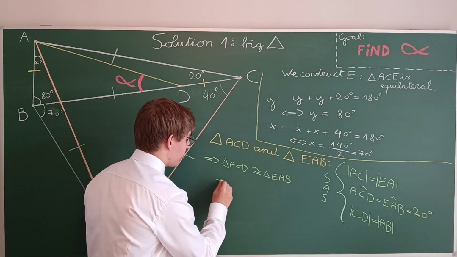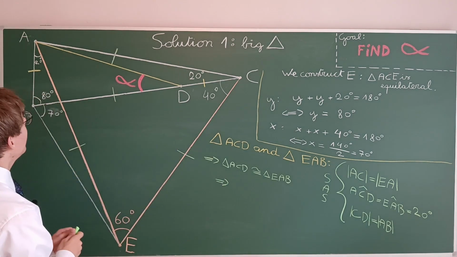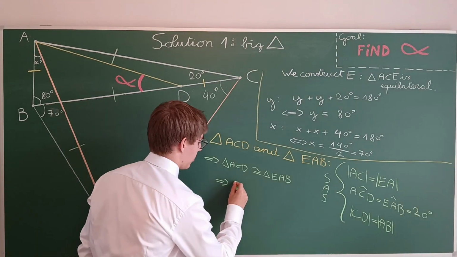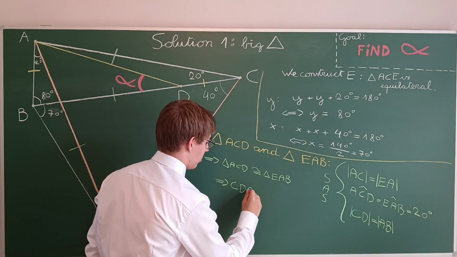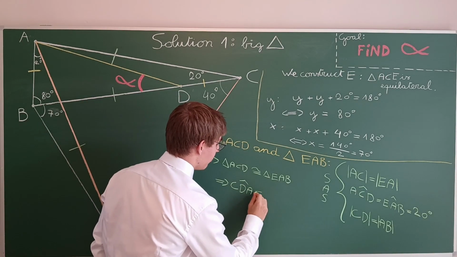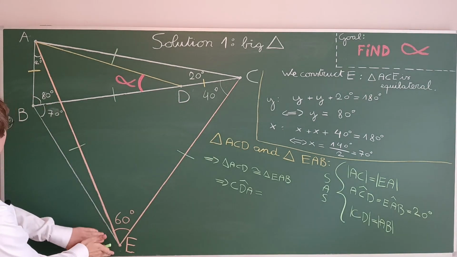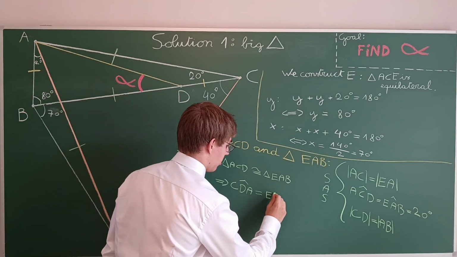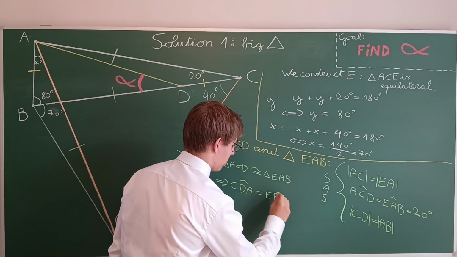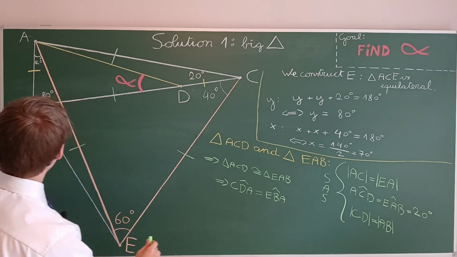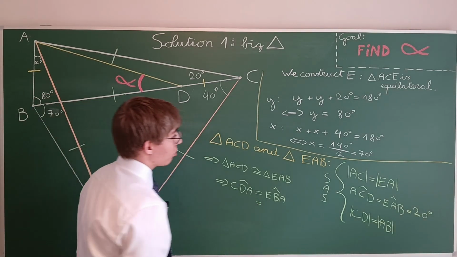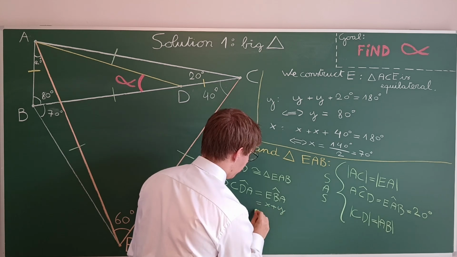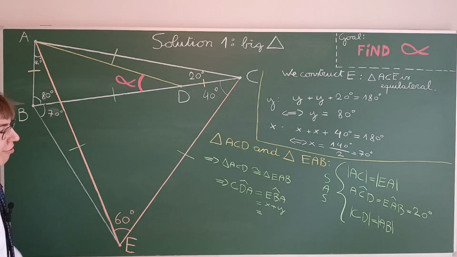What follows from this congruence is that angle CDA is equal to angle EBA. But we know that this angle was equal to X plus Y, which is equal to 150 degrees.